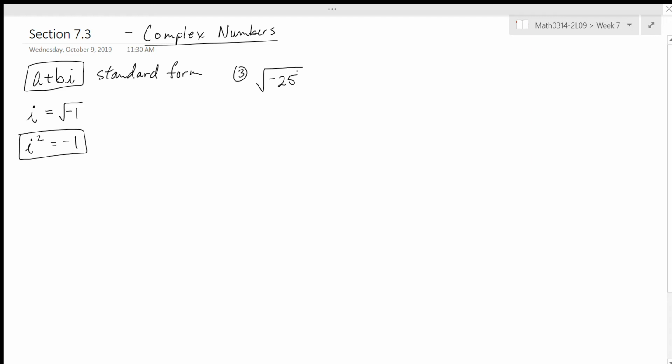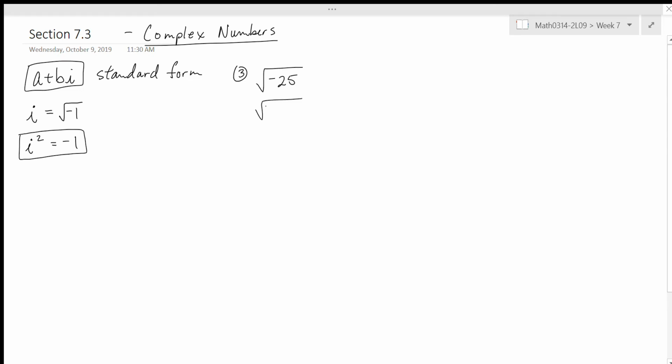And the instructions say, express the number in terms of i. Express the number in terms of i. So what I'm going to do on this first example, I'm going to show a lot of detail, and then from there on out, I'm going to do a shortcut, okay? But the first thing, I want to show you how it works mathematically.